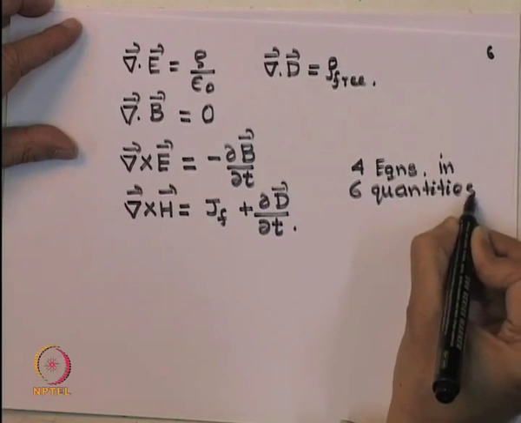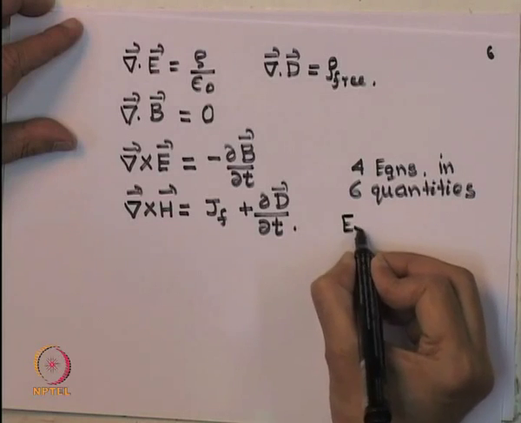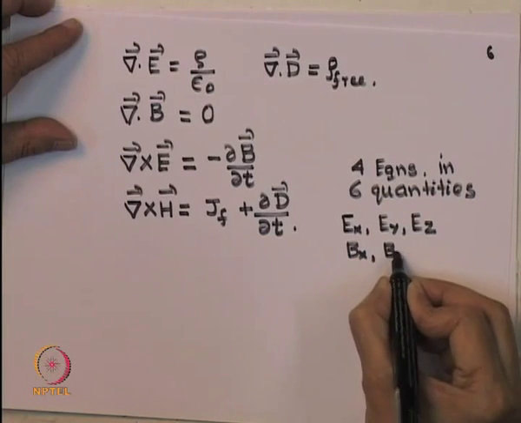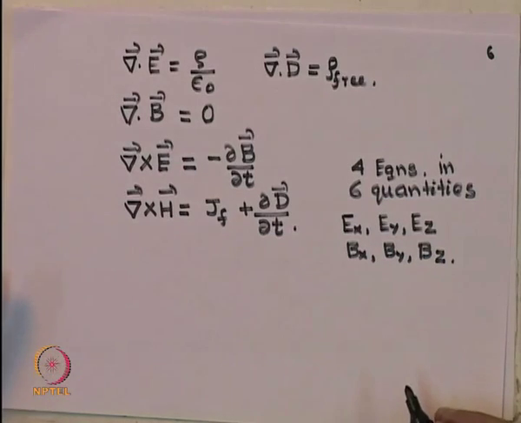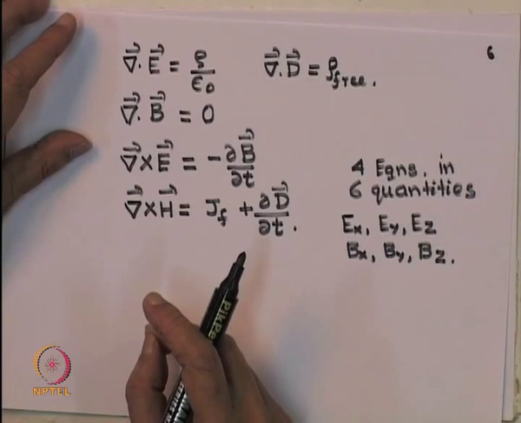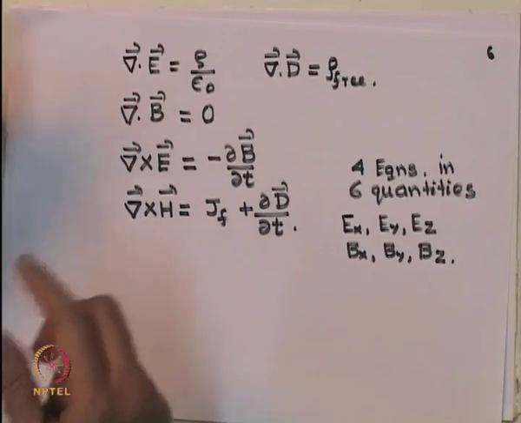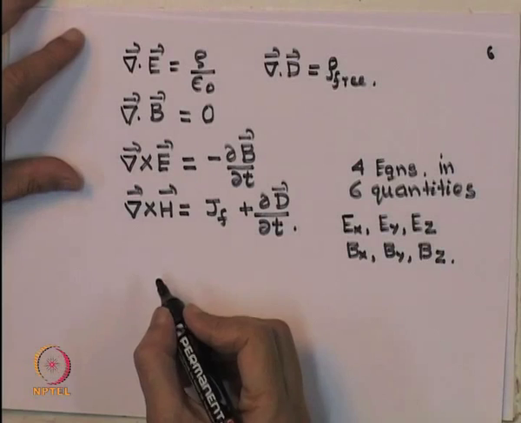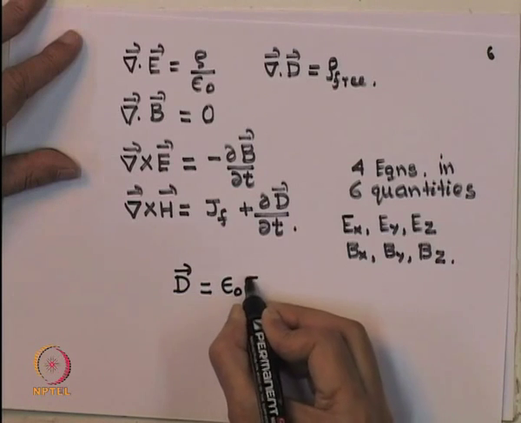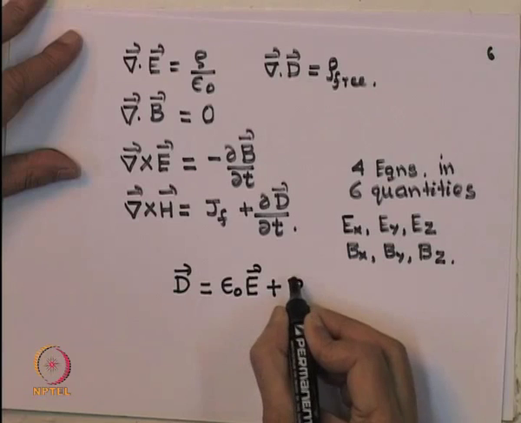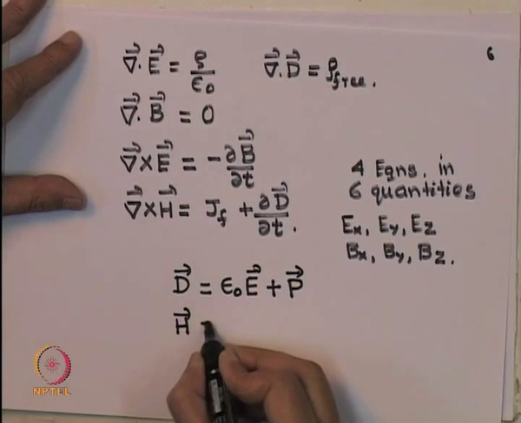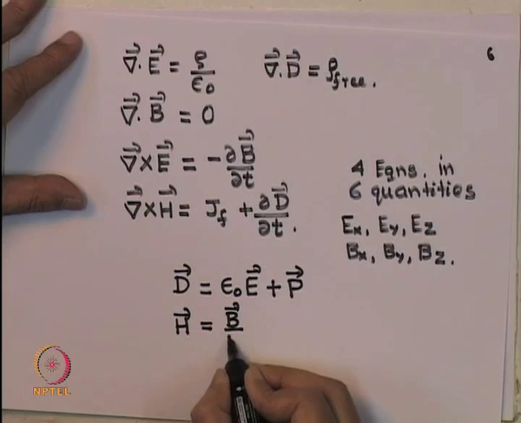The six quantities are the three components of the electric field, namely E x, E y, E z, and B x, B y, B z, the magnetic field. You must supplement these equations with what is known as a constitutive relation, and this constitutive relation is the relationship between D, the electric field E and the polarization vector P. D is equal to epsilon 0 E plus P. And H is given by B by mu 0 minus M.